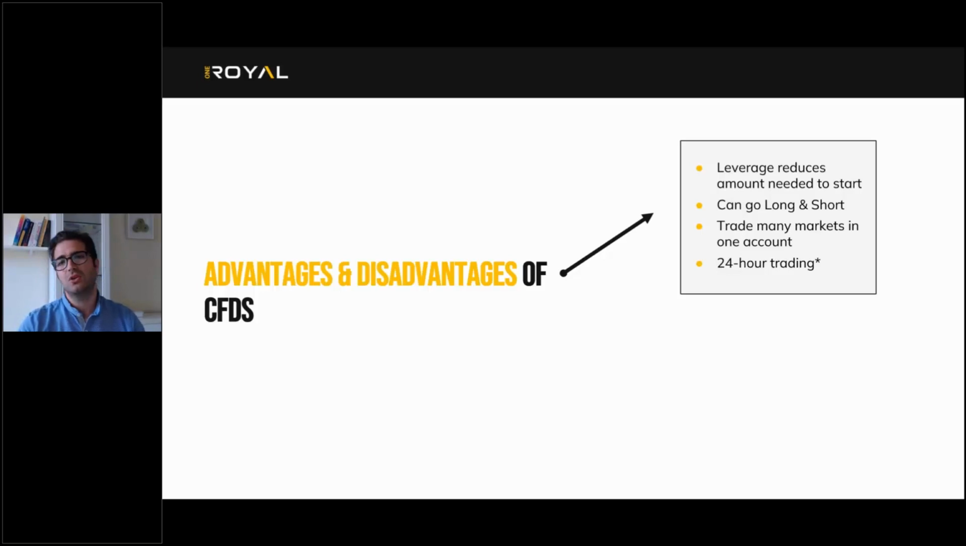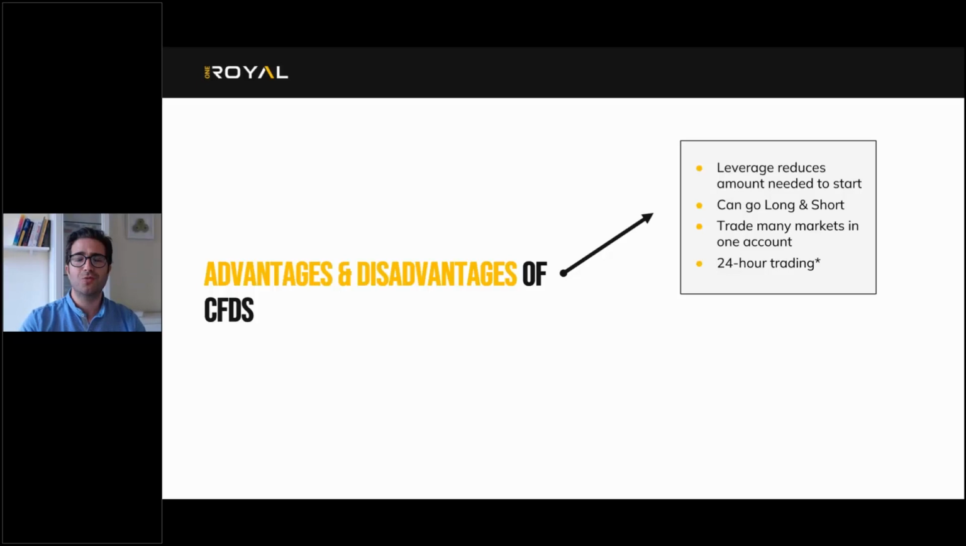In CFDs, you can go long and short. What we mean by long and short, so when you go long, that means you're expecting that the price will go up. You say, I am long on euro. However, if you're expecting that the price will go down, then you will go short. And then you will make money if the market goes into your direction, that means to the downside.